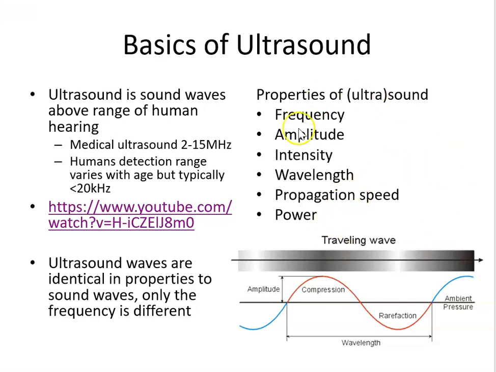So there are lots of different properties of waves that we're going to cover. Frequency related to hertz, amplitude related to the height. We'll cover intensity later on. Wavelength is the distance from here to here, which is intrinsically linked to frequency, because a longer wavelength will have a lower frequency.